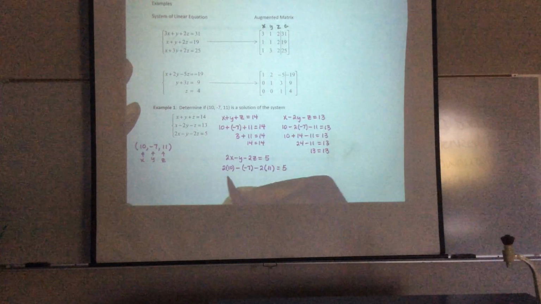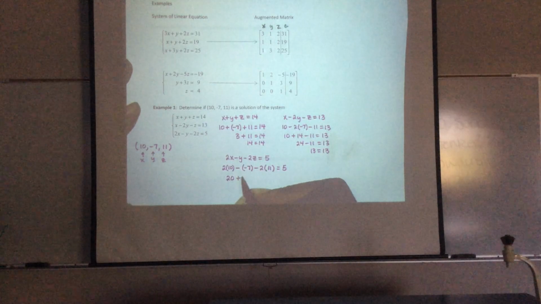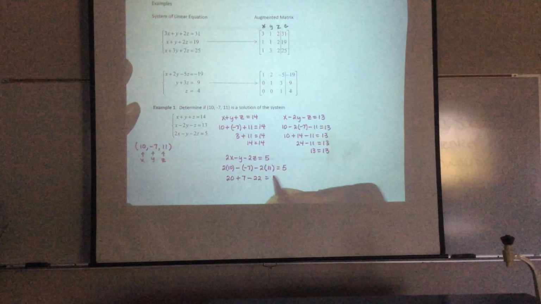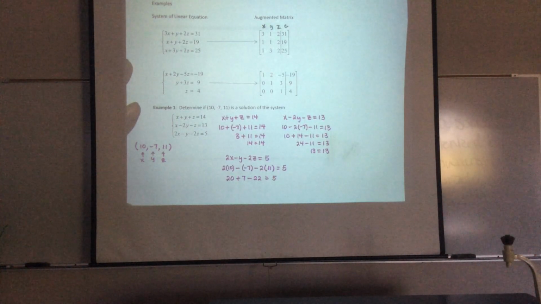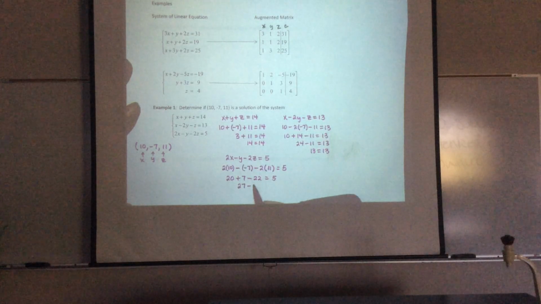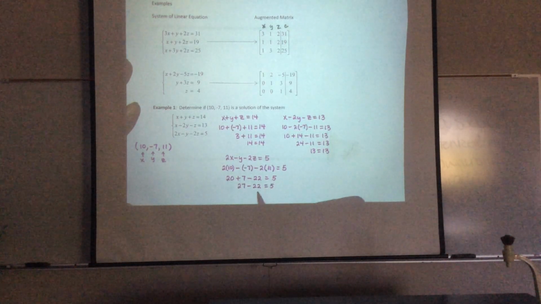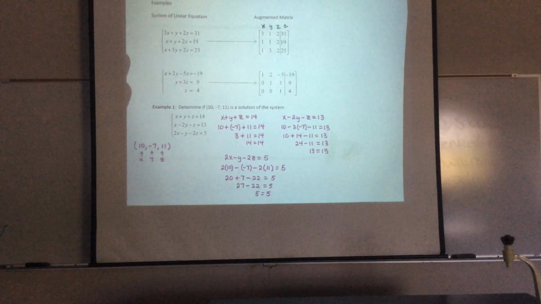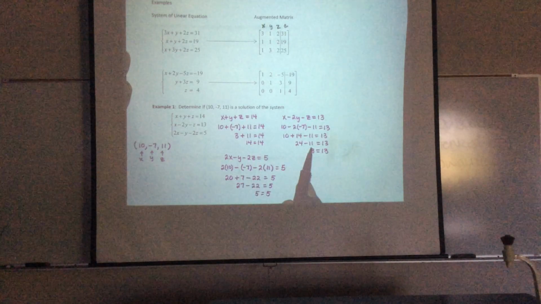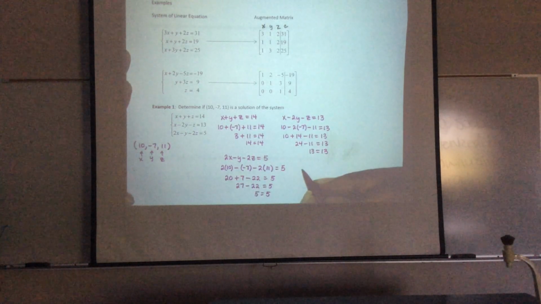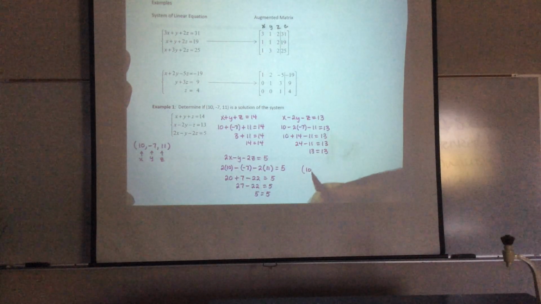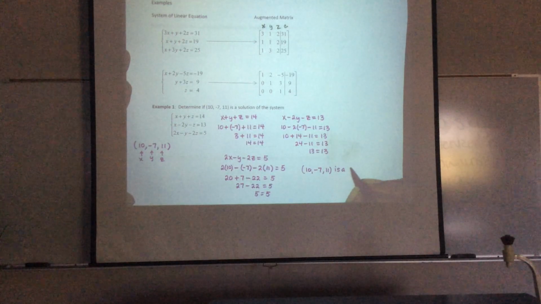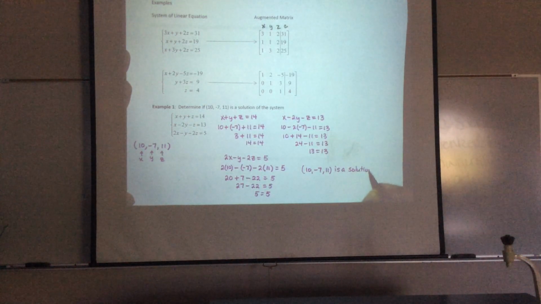Well, 2 times 10 will be 20, minus a negative 7 will be plus 7, minus 2 times 11, 22. That should add up to 5. Well, if I add 20 and 7 together, you'll get 27. 27 minus 22 does equal 5. So as you can see, that ordered triple is true for all 3 equations. So we can conclude that the ordered triple 10, negative 7, and 11 is a solution to the system.